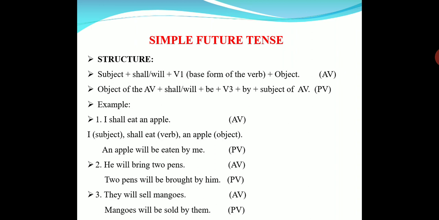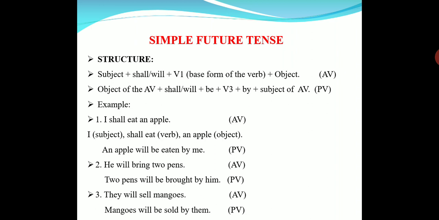Let's see another example. He will bring 2 pens. What is the subject? He. Will bring is the verb. And what is the main verb? Bring. Will is a modal. 2 pens is the object.